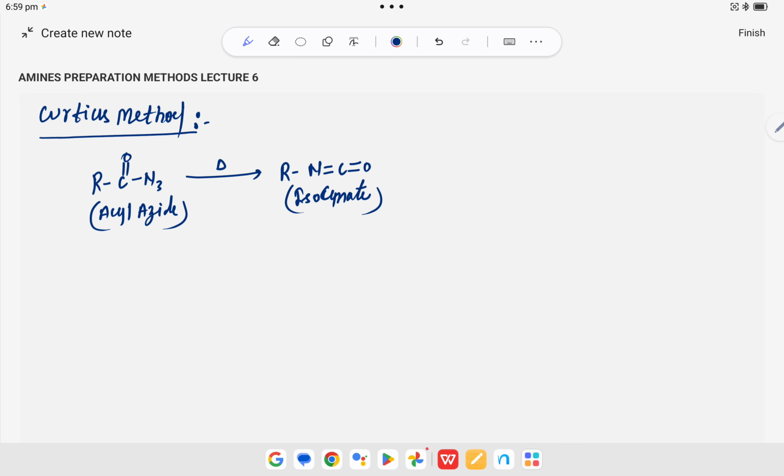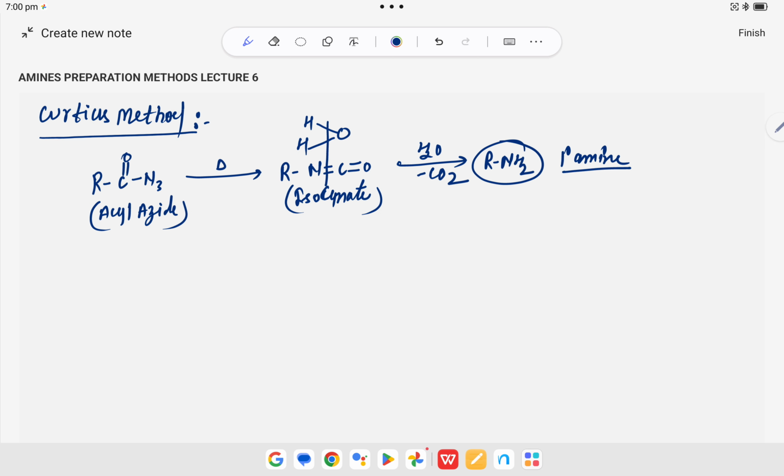Isocyanate will be formed. In the next step, hydrolysis, then CO2 will leave. How will CO2 leave? Oxygen, and here you have to cut, and the remaining is your RNH2, that is the amine formation. Again 1 degree amine formation done.